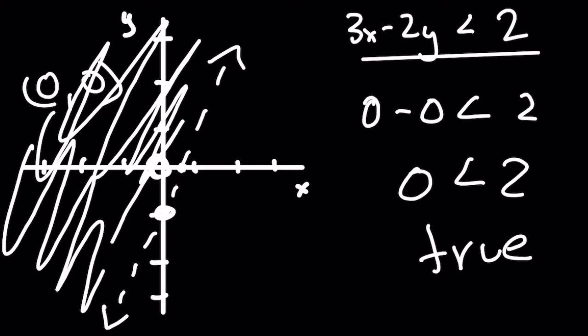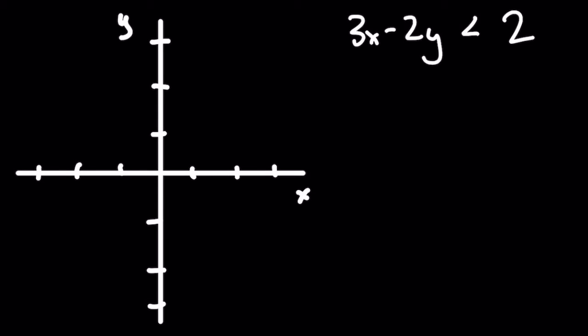Now we're going to go ahead and look at the harder but faster way of doing it. All right, let's get it done the fast way and we'll be on our way. So the fast way requires us converting this equation to slope-intercept form. So a y isolated on the left side and everything else on the right. So subtract 3x from both sides and we get negative 2y is less than negative 3x plus 2.